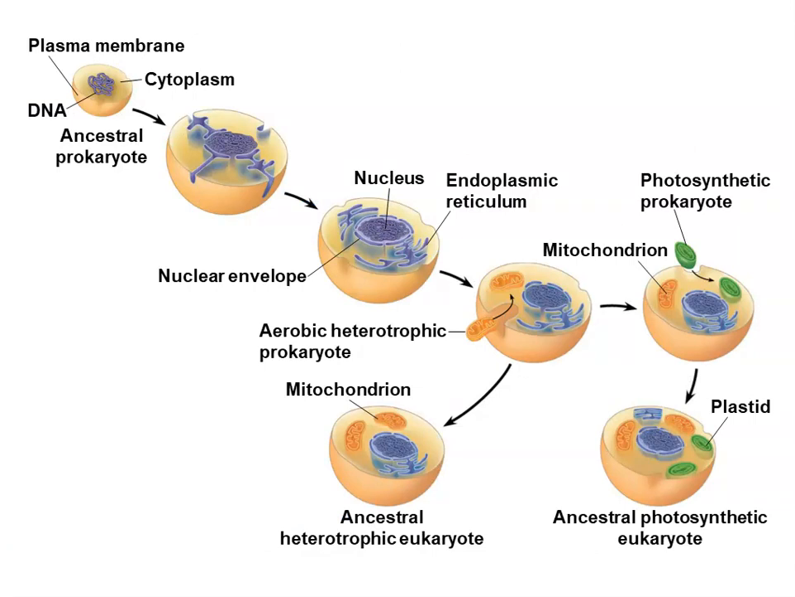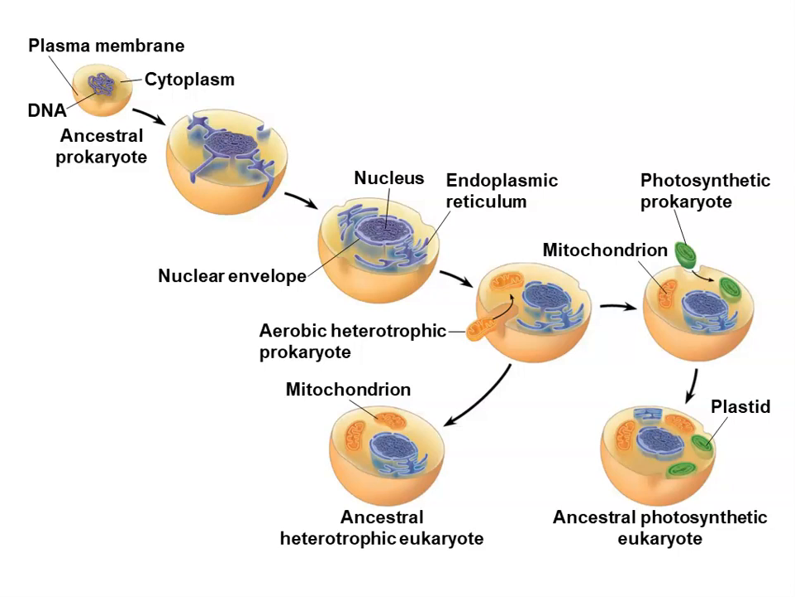So there we have our plasma membrane, our ancestral prokaryote, and we have the DNA in there. We start to see the ER form, and that's going to lead us to our aerobic heterotrophic prokaryote, which will then join with an ancestral heterotrophic eukaryote, and we will get our eukaryotic cells.